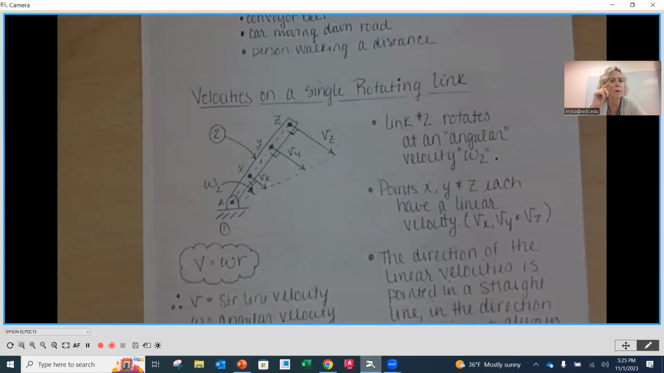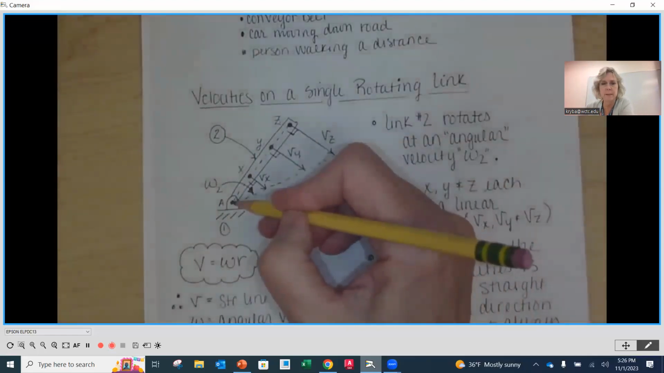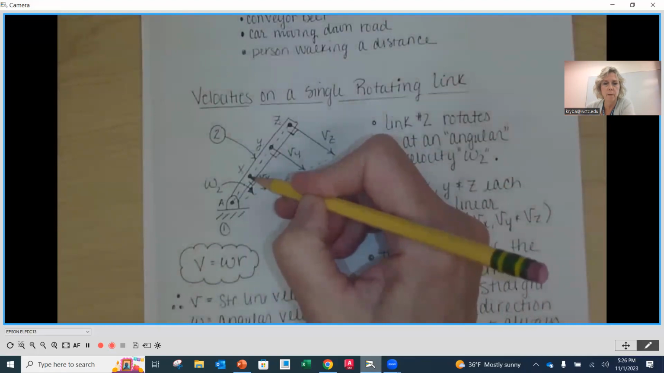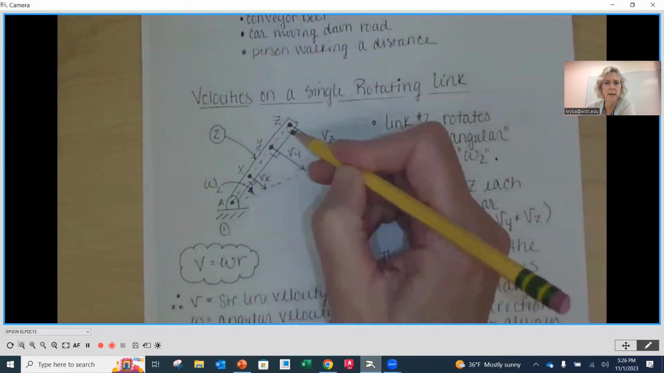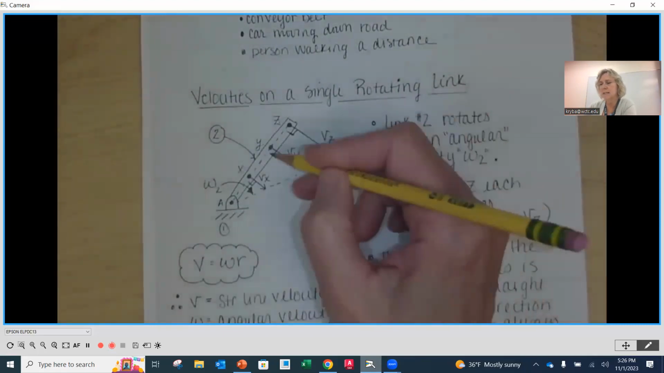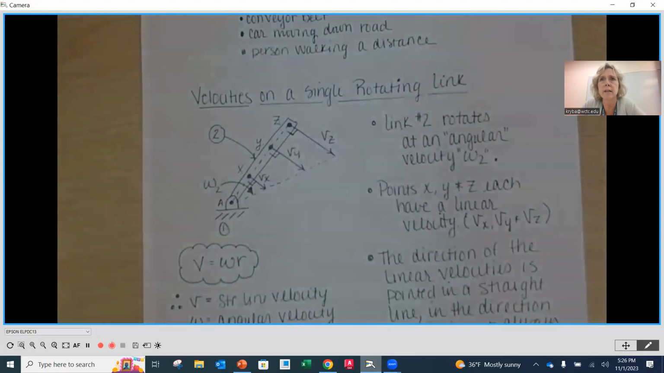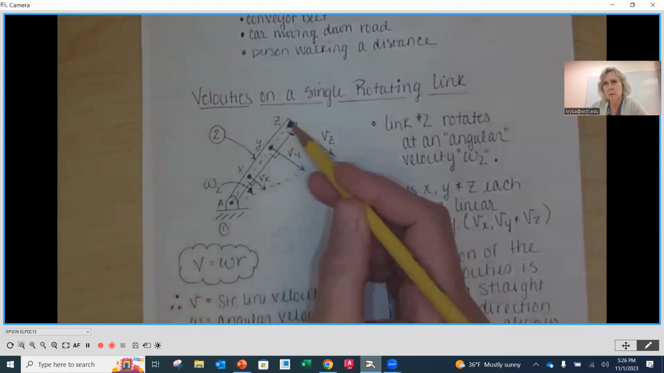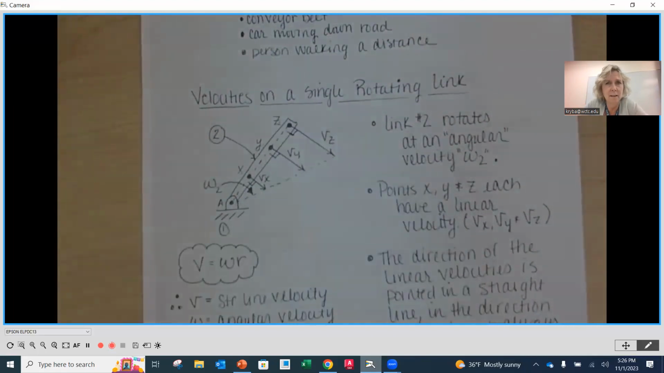But now the differentiator is, as we move further away from the center of rotation, from X to Y to Z, we're going to notice that our straight line velocity vectors get longer. Now, if this link is going around in a circle, each one of these points has a straight line velocity component. Do you guys remember that from physics, rotational physics?